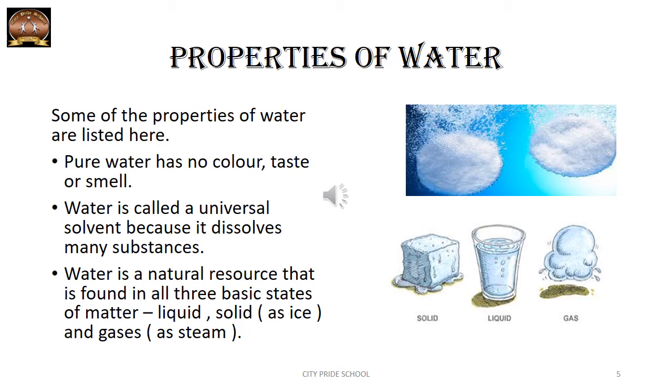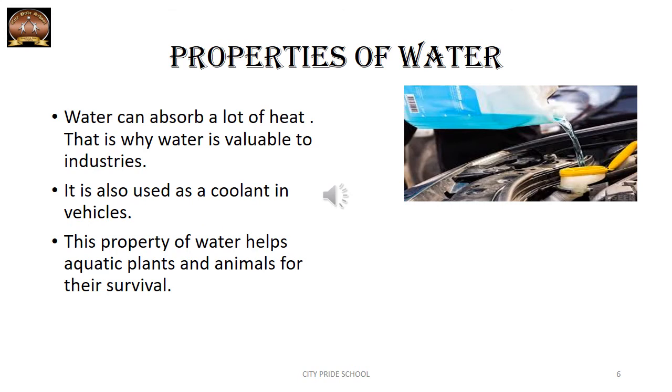Basically when experiments are done, generally water is taken because it is a concrete example which is visible to our eyes, and it is applicable in day-to-day life. Water can absorb a lot of heat, and that is why water is valuable to industries. It is also used as coolant in vehicles. This property of water helps aquatic plants and animals for their survival. As well, water shows two different properties, that is cohesion and adhesion.